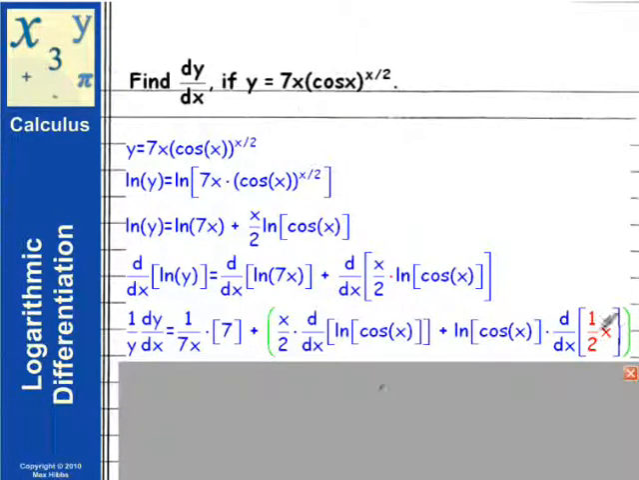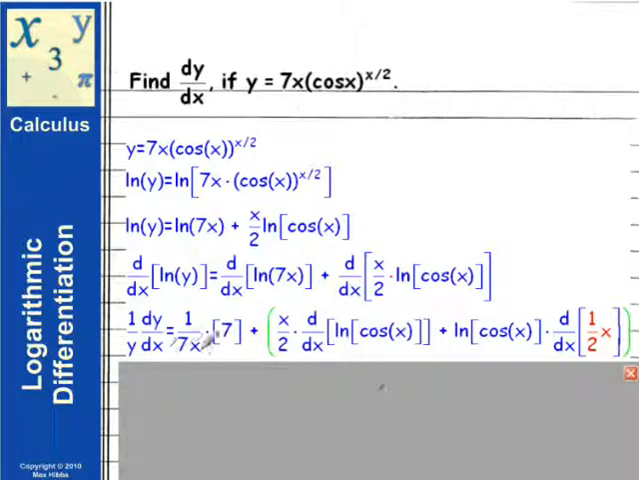Now I highlighted this because clearly I didn't write x over 2. And I recognize that if I write x over 2 as 1/2 times x, that's an easy derivative to calculate. If I leave it as x over 2, I might think I need to use the quotient rule. So I've written x over 2 as 1/2 x, and that's what I'm taking the derivative of.